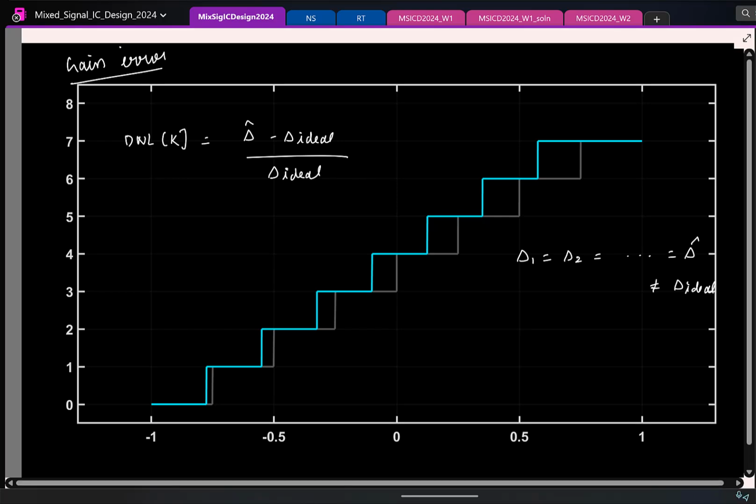For the last case, delta is infinity, similarly this infinity. So it is not defined. We'll come to that in a minute. But before that, can you tell me how should I change this definition so that here I get 0 DNL?